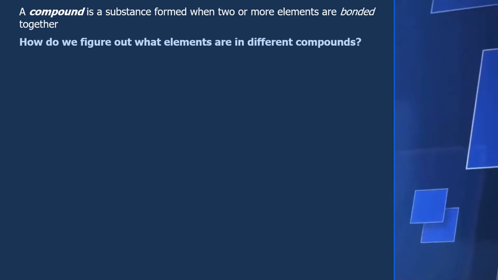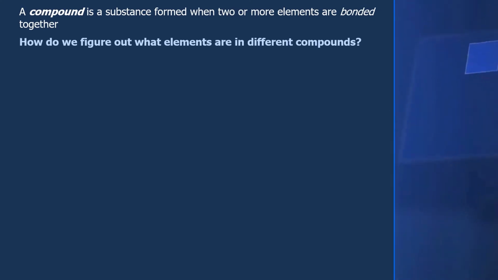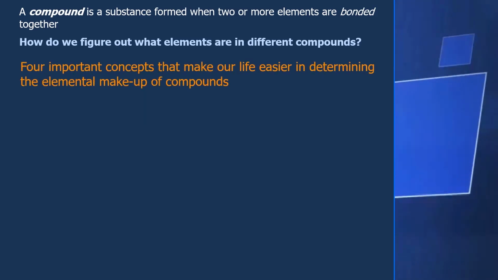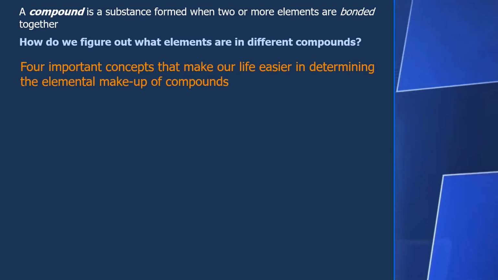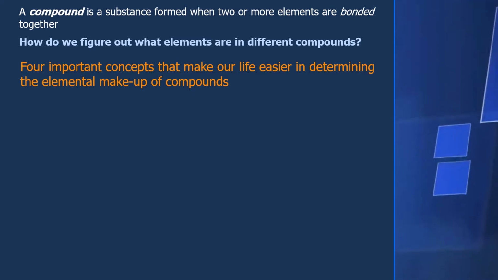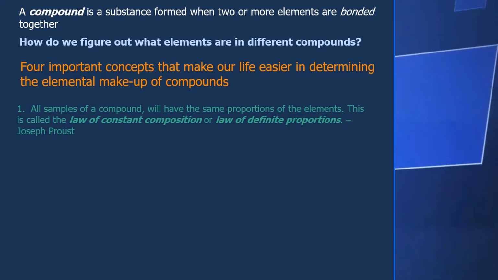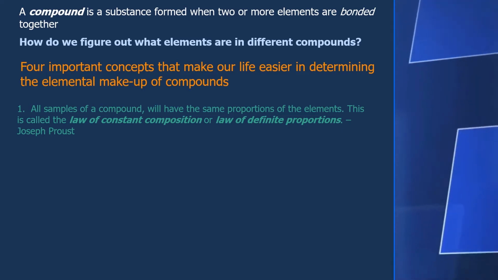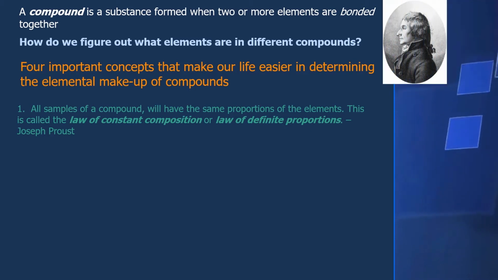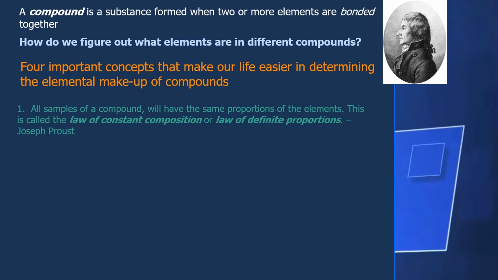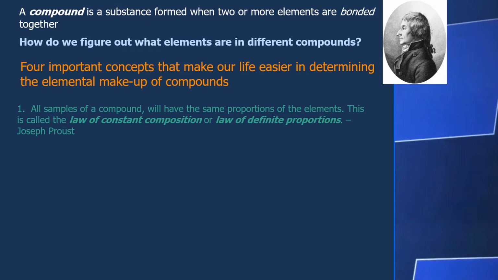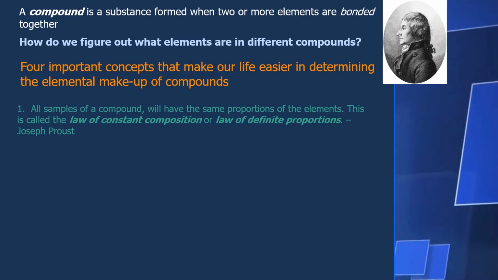So how did scientists figure out what elements were in the different compounds? Well, four concepts made life easier in determining the elemental makeup of compounds. 1. All samples of a compound, no matter where found or made, will have the same proportions of the elements. This discovery, stated by a French actor and chemist, Joseph Proust, in 1799, is known as the law of constant composition or law of definite proportions.